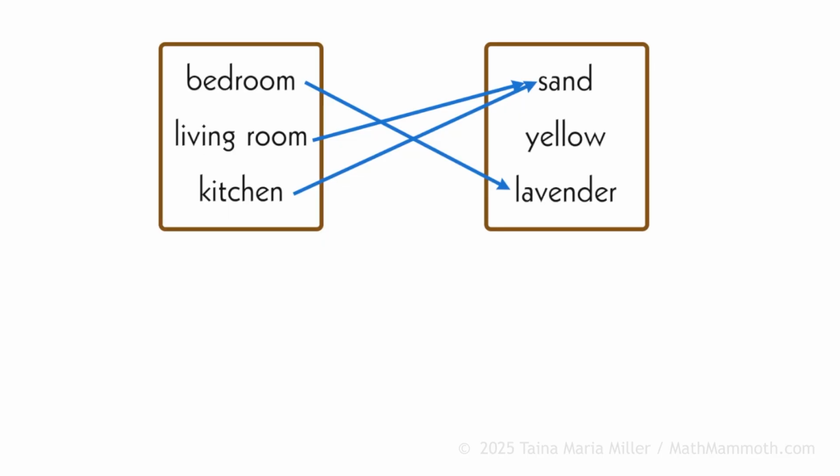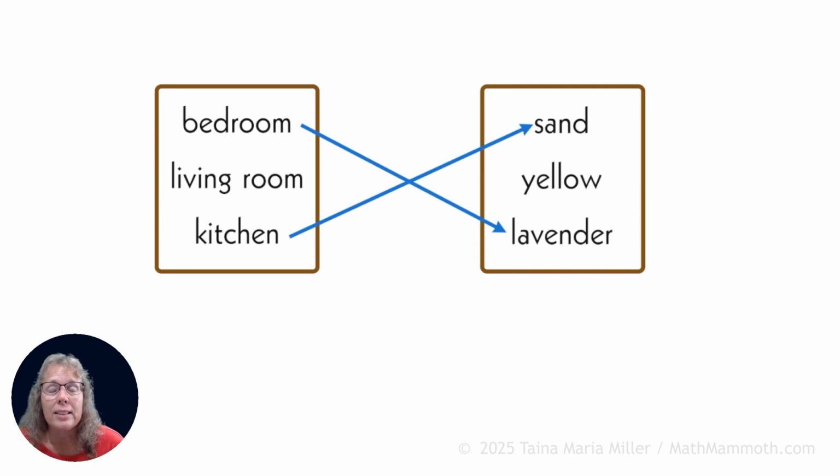Now, how about this example? Is this a function? We just need to check that is there an output for each input, and exactly one output. Again, these are the inputs, and outputs are here. So for each input, each room, is there a color? Yes, each room has one color. Now, what about now? I'll add one more arrow. Is this a function? This one input has two outputs. Living room is both sand and yellow. So therefore, it is no longer a function. It is just a relationship between elements of two sets, but not a mathematical function.